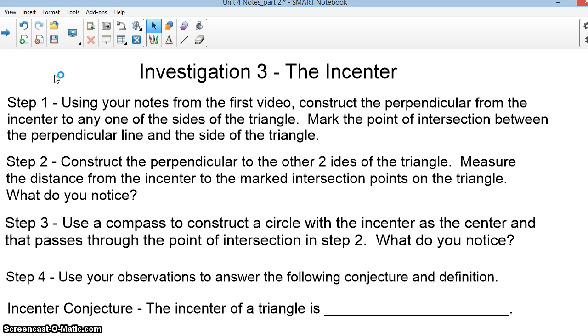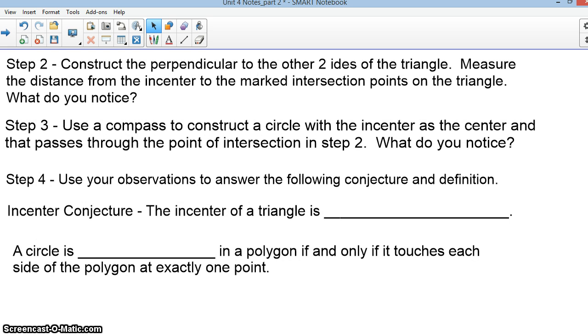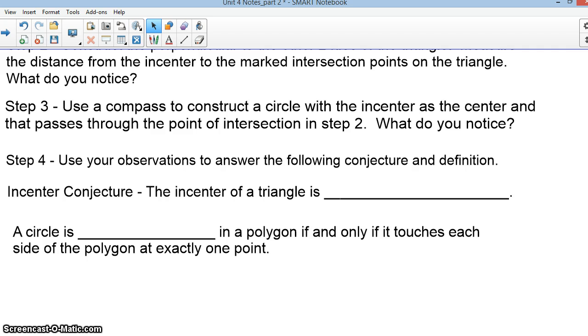Okay, and I want you to use your observations to answer the following conjecture. There's also a definition that goes with that. The incenter of a triangle is, again, not just a word, it's going to be a phrase. And a circle is, there's going to be just one word here, a circle is blank in a polygon if and only if it touches each side of the polygon at exactly one point. You might not know that definition, that's fine, we'll talk about it in class on Monday.